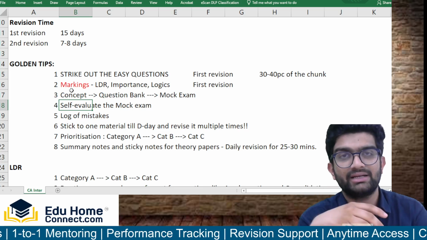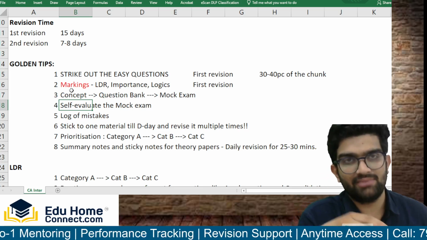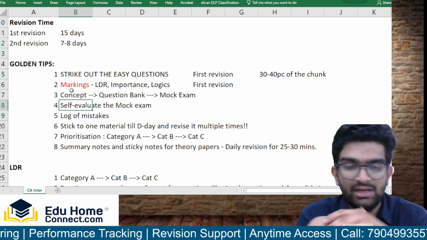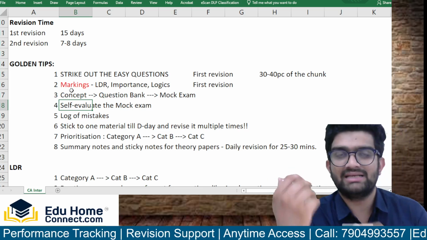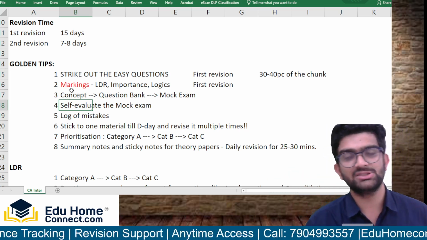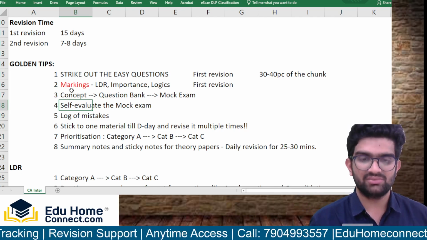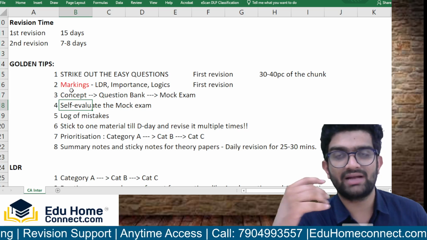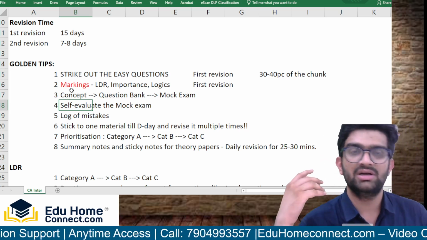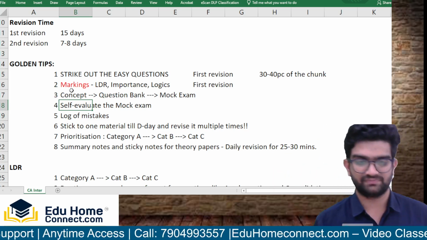How would you do that? Once you have finished your exam, download the answer key from the test series platform, or in case you're doing an RTP or MTP from ICAI, download the answers released by ICAI, and you need to compare these answers with your own answer sheet. Now this would expand your thinking horizons. This would help you achieve the mindset of the evaluator or the examiner.